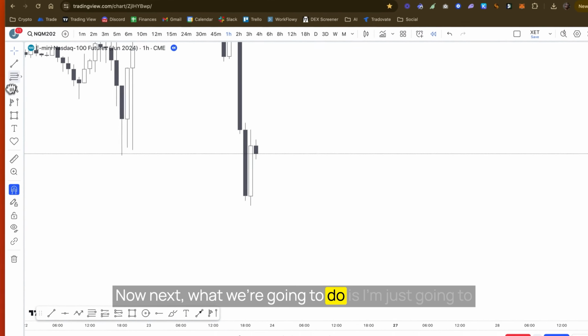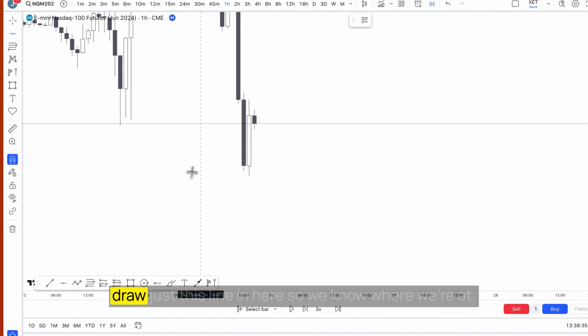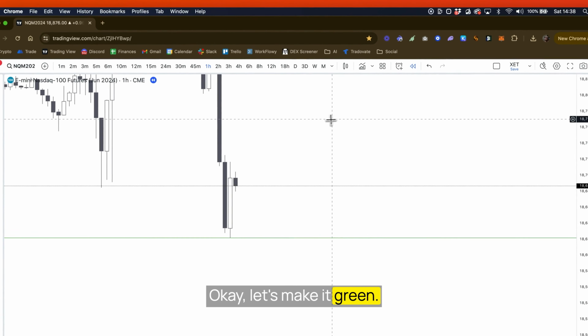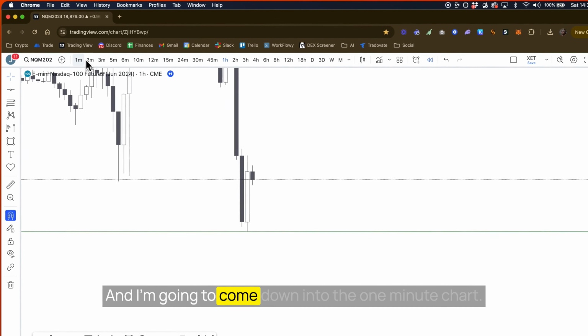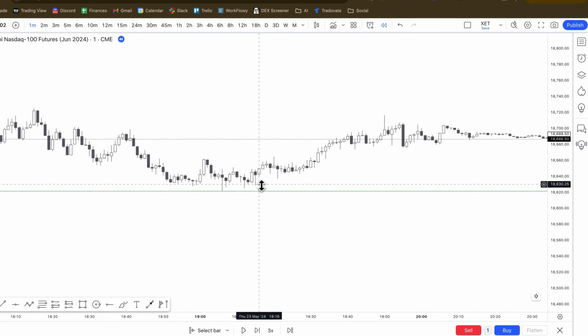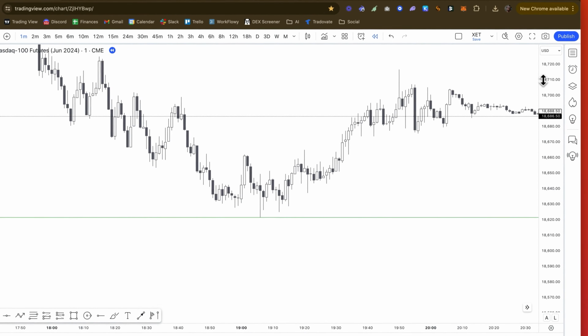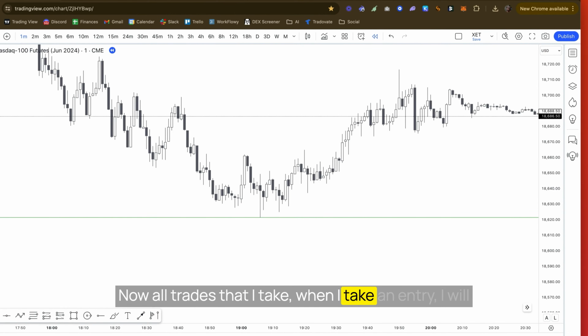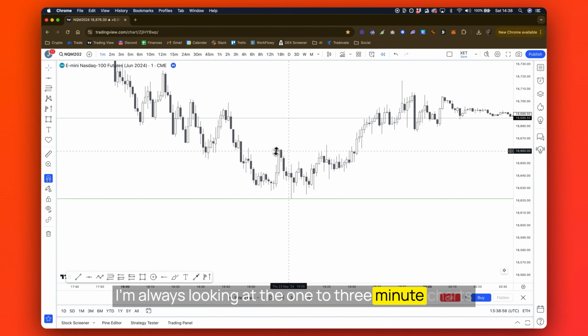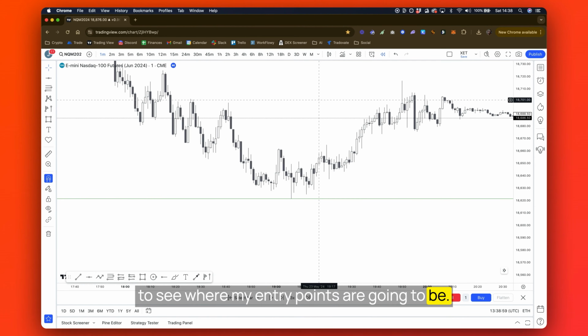Now next, what we're going to do is I'm just going to draw this line in here so we know where we're at. Okay, let's make it green. And I'm going to come down into the 1 minute chart. Now, all trades that I take, when I take an entry, I will always enter between 1, 2, and 3 minutes. Okay, I'm always looking at the 1 to 3 minute charts to see where my entry points are going to be. Now, let's take the lessons that we've just learned and apply them to this whole section here.